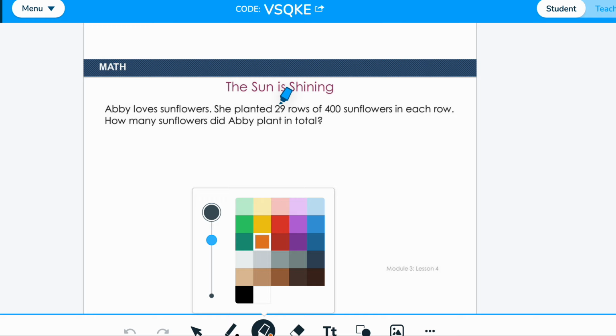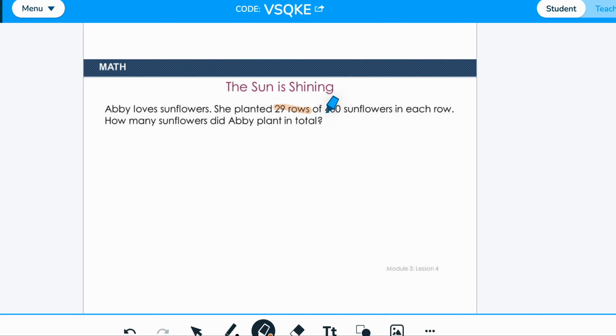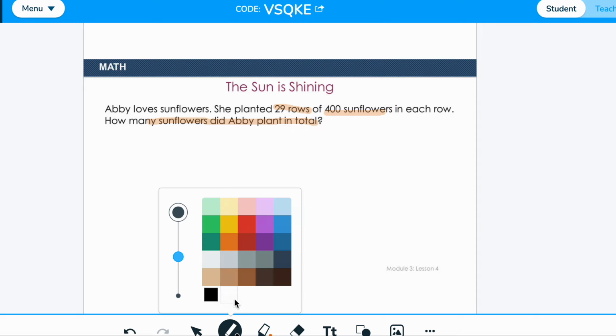So I know that she planted 29 rows of 400 sunflowers in each row. The question I'm solving for is how many flowers did Abby plant in total?